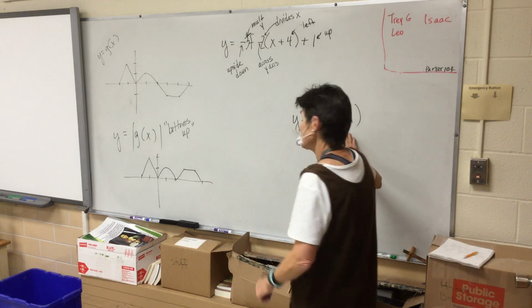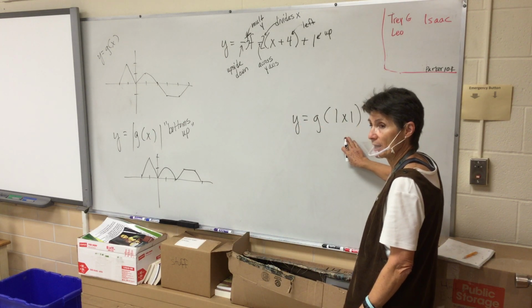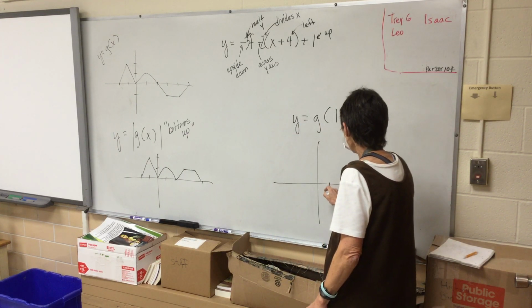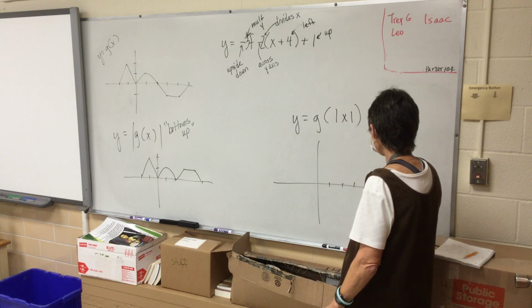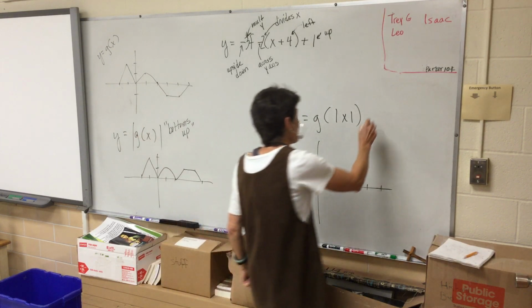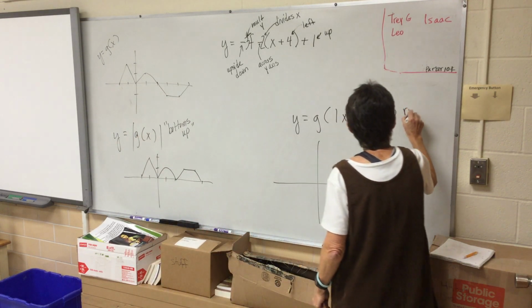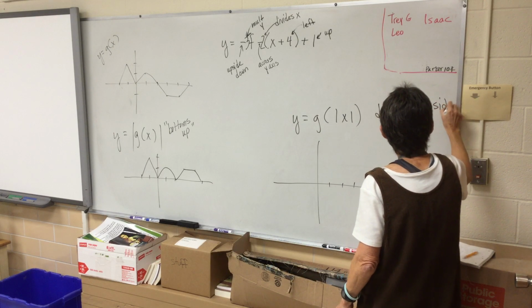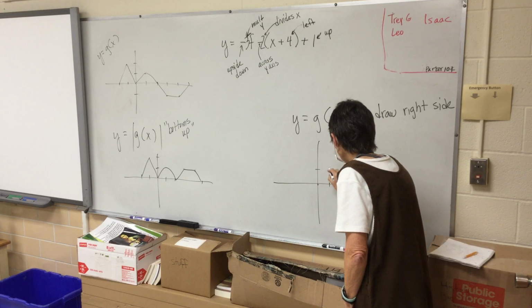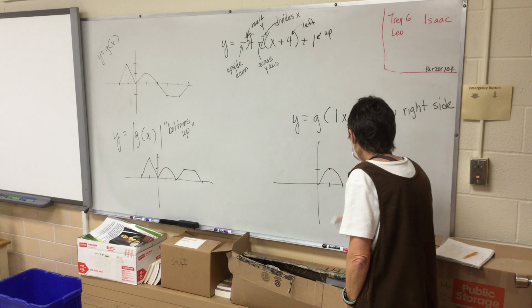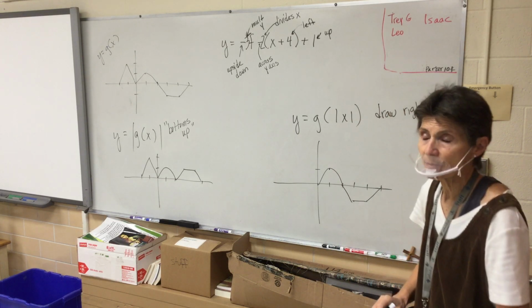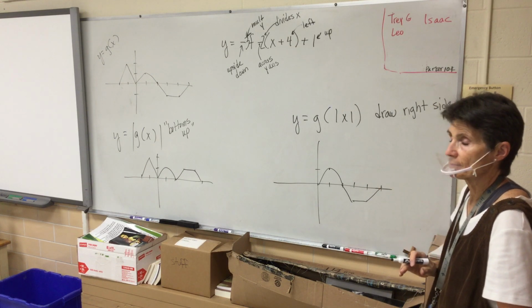Now, this one is a little bit more complicated, but it's still not hard. When you do this one, this is the absolute value of just X. I want you to draw the right side of the picture exactly as it is. So I'm going to draw the right side of my picture. There's my circle. There's my trapezoid. Draw the right side of the picture exactly the way it is.